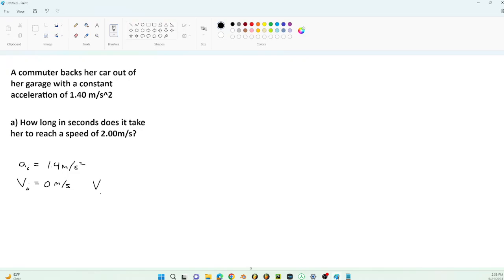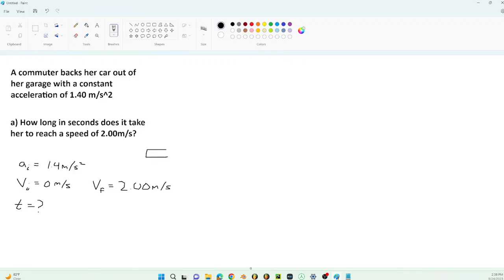What about our final velocity? Our final velocity is going to be a speed of 2 meters per second. 2 meters per second will be our final velocity in this case. And they're asking for time. We don't know time.